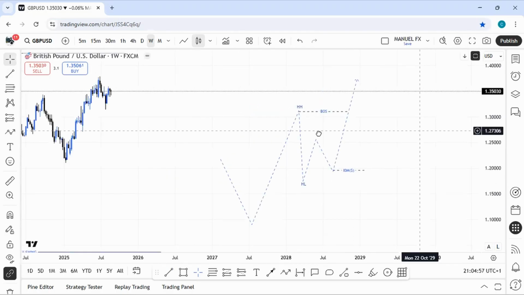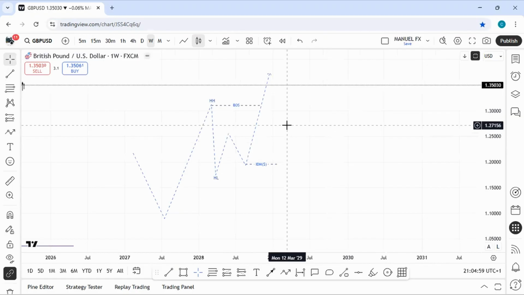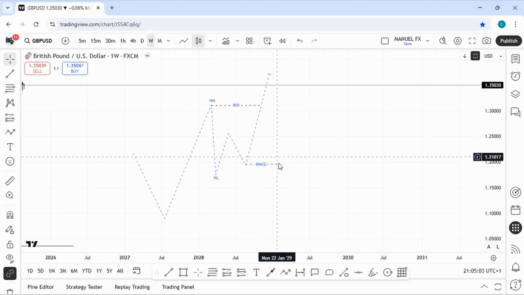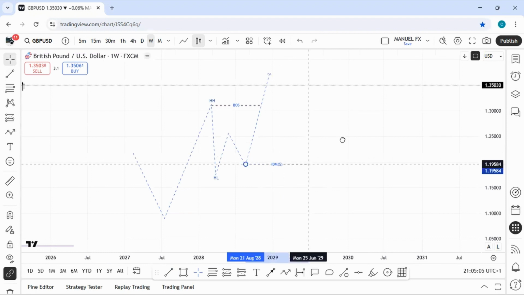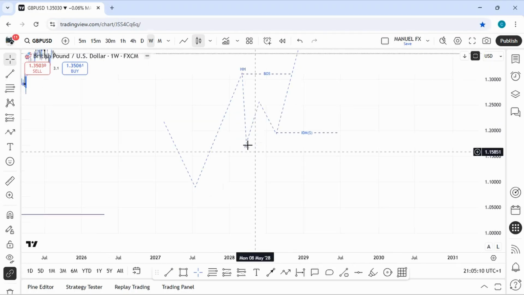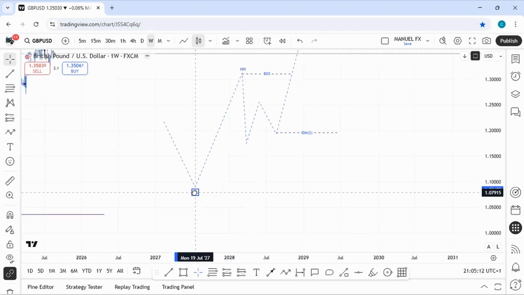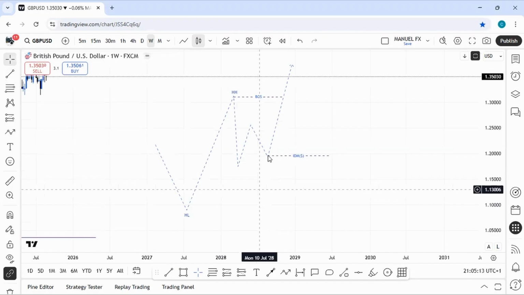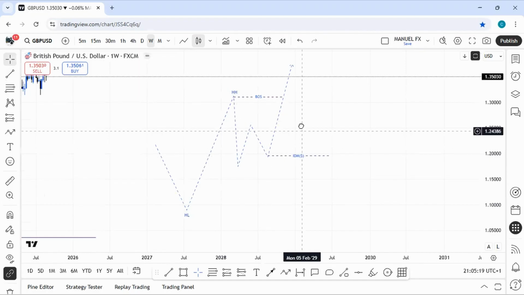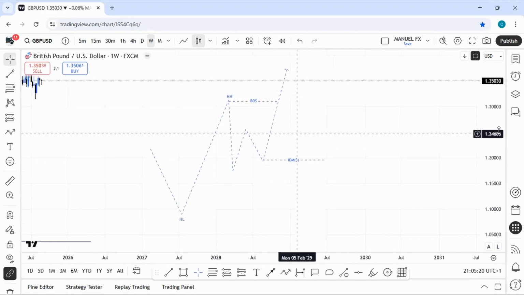There are two types of inducement. I told you guys in the last class that there's inducement after a break of structure and there's inducement before a break of structure. And this is a retracement move. Sorry, this is our lower low here. And this is a retracement move before a break of structure.